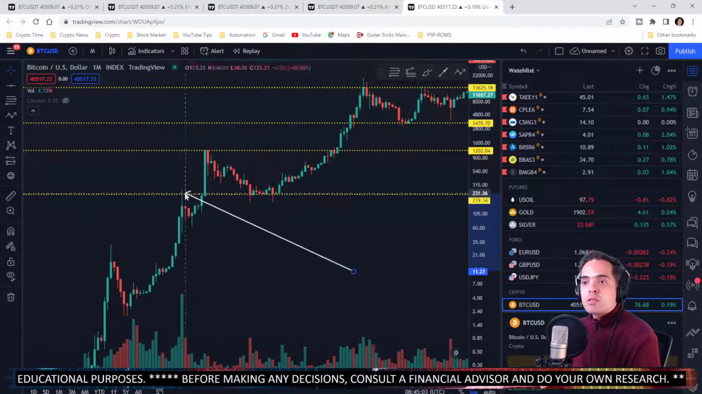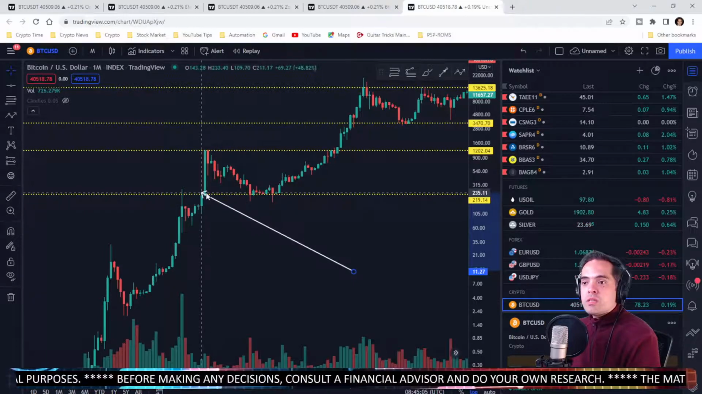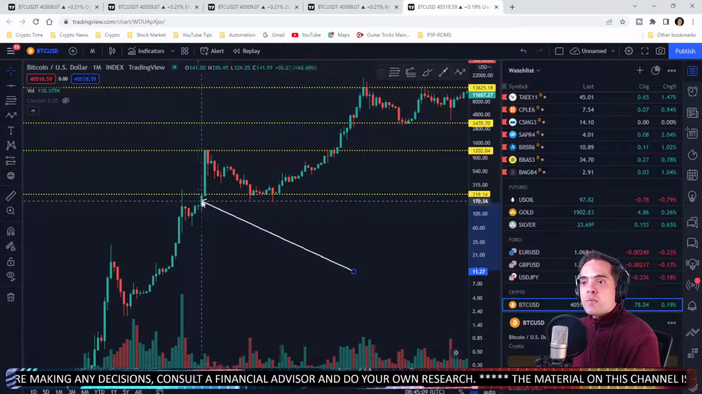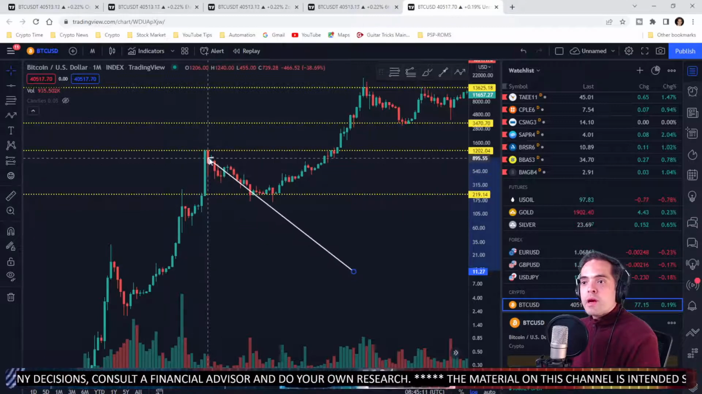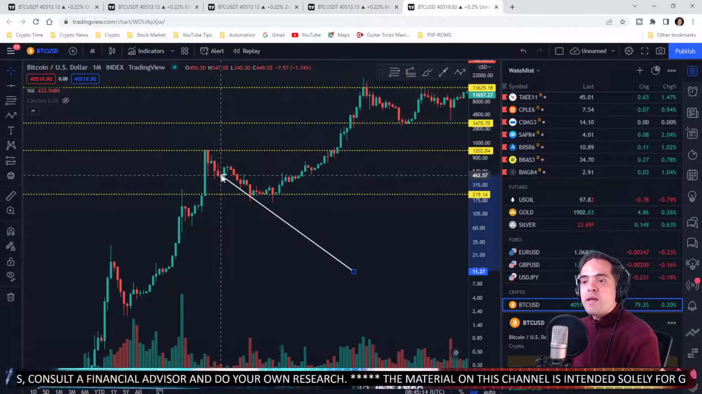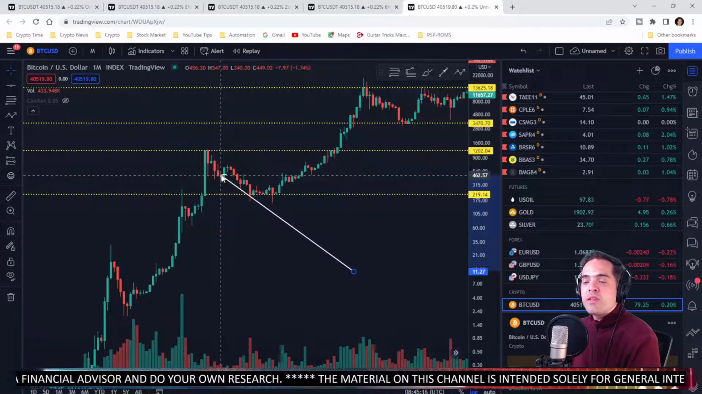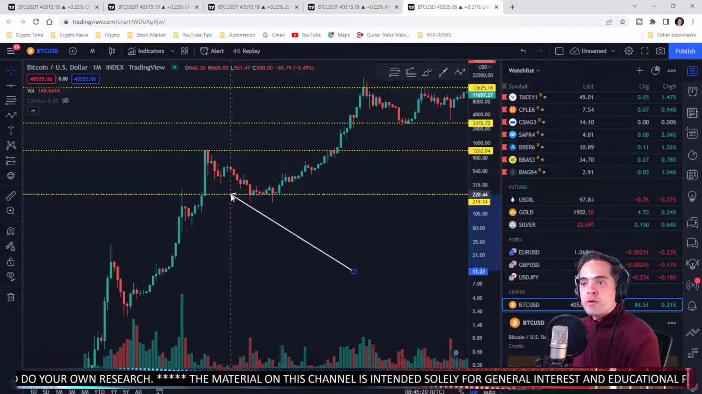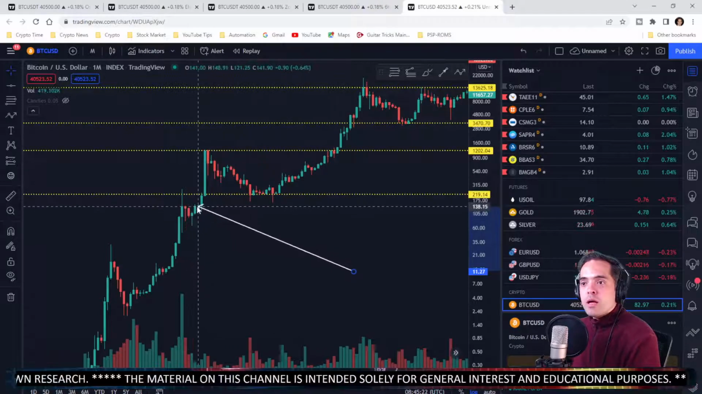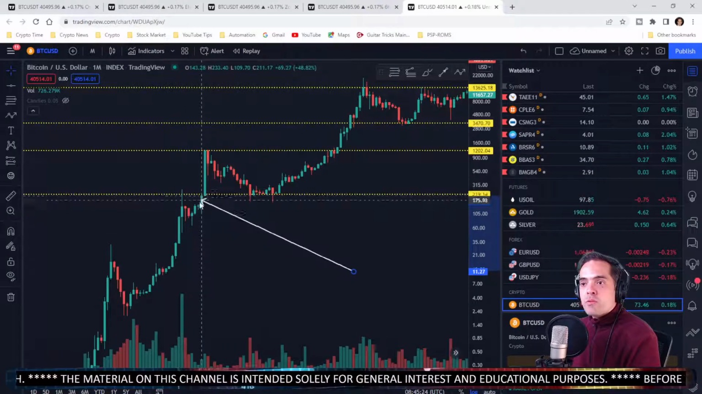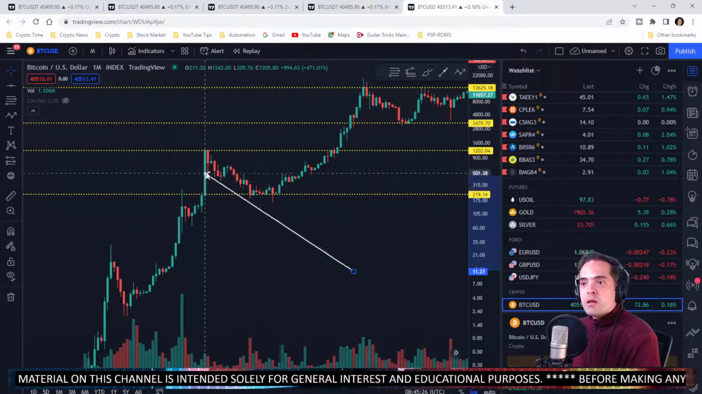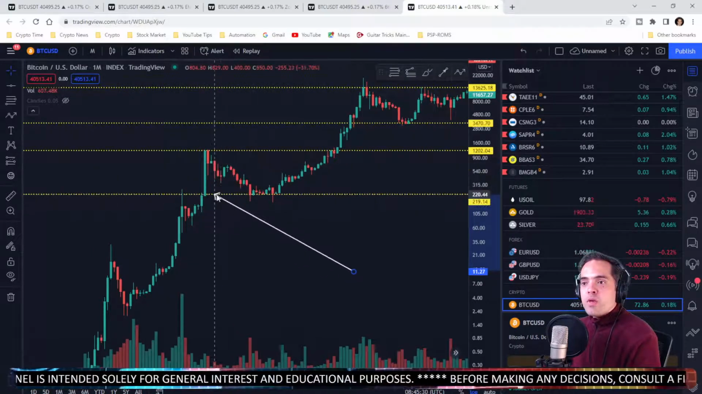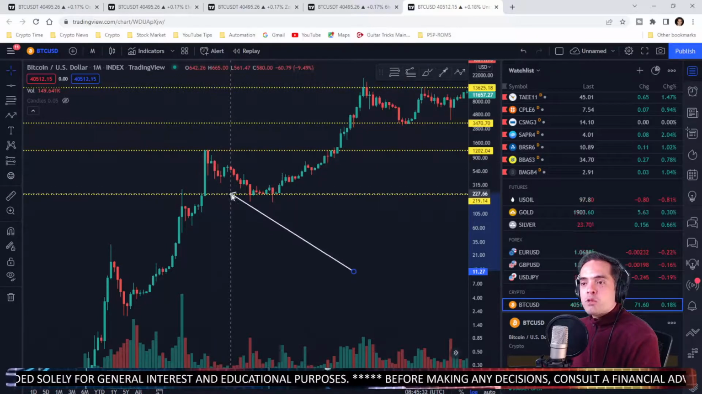So once this line was considered resistance, and the price breaks through, and now the price is moving above that line, above that resistance. Now that resistance becomes support for the price. So again, the price breaks through the resistance and is now moving above it. So now the resistance becomes support.